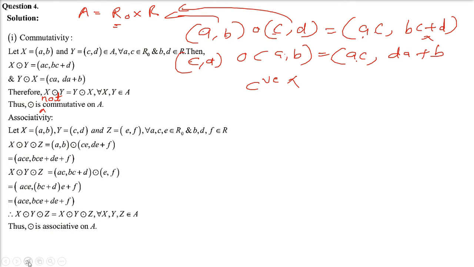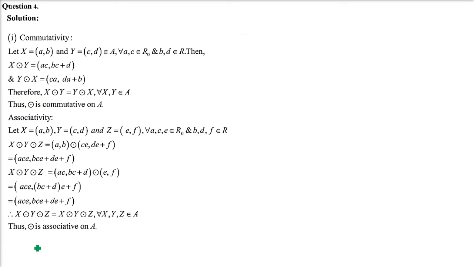Let us check for the associative now. Associative is what? A, B, C, D, but we need a third term also in associative. So I'll just clear it. We'll deal with (A, B), (C, D) and (E, F). That is, when (A, B) operates with (C, D), what do you get? This is already given in the question.